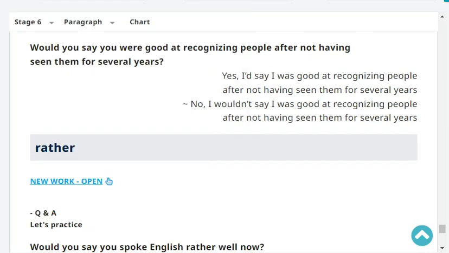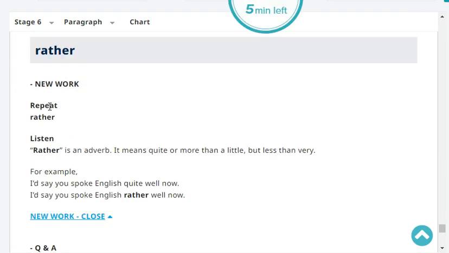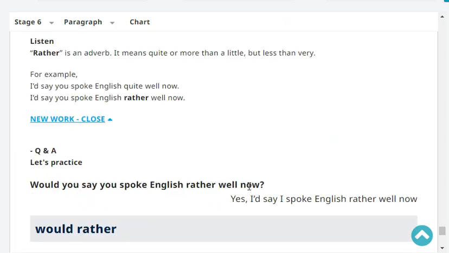Okay, next repeat, rather. Rather. Very good. Okay, let me open this. Okay, here we go. The word rather is an adverb. It means quite or more than a little, but less than very. For example, I'd say you spoke English quite well now, or I'd say you spoke English rather well now.